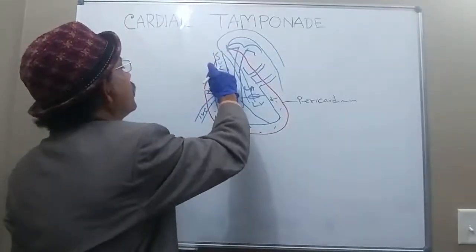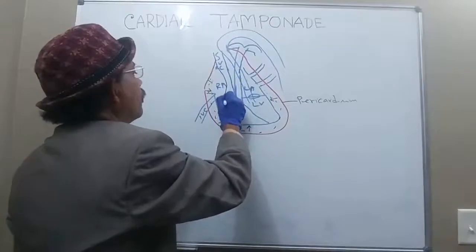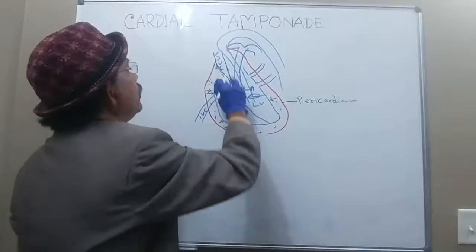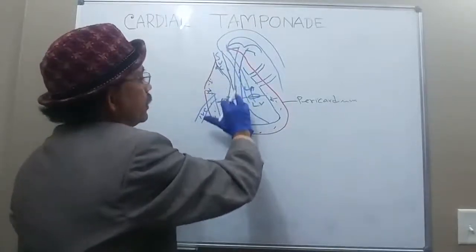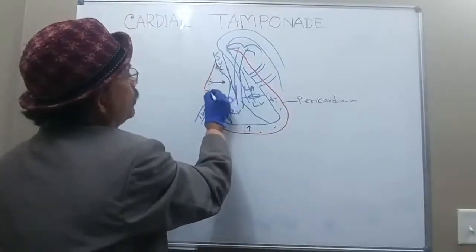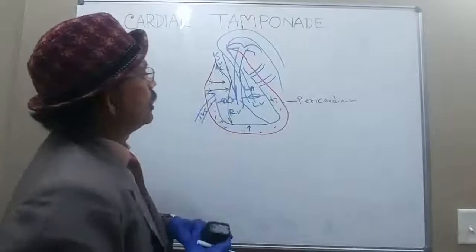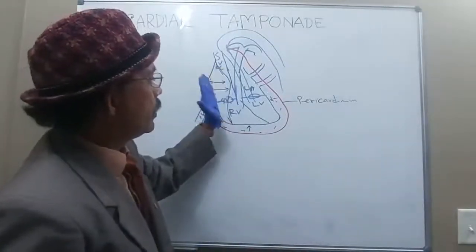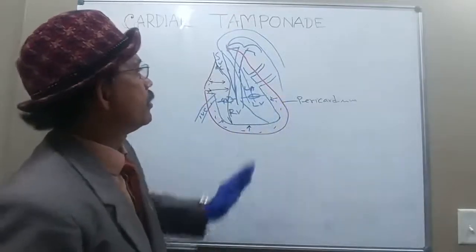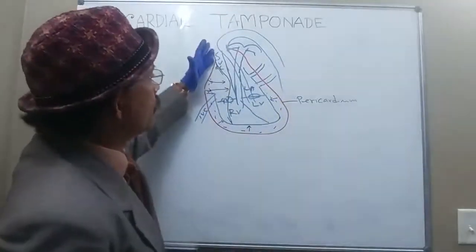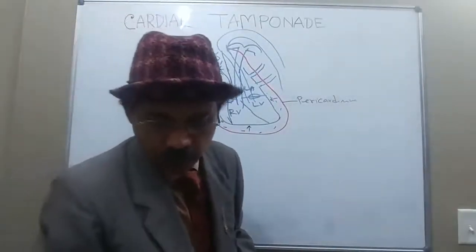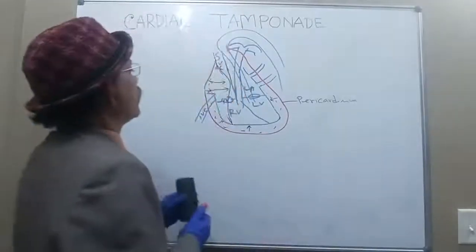So this will compress the heart. Less blood will be collected in the right atrium and the right ventricle because of the excessive collection of fluid here. So that will compress the right atrium and right ventricle, and it will even attempt to compress the left ventricle and left atrium, because the pericardial cavity is a closed sac. So that is the pathogenesis of cardiac tamponade.